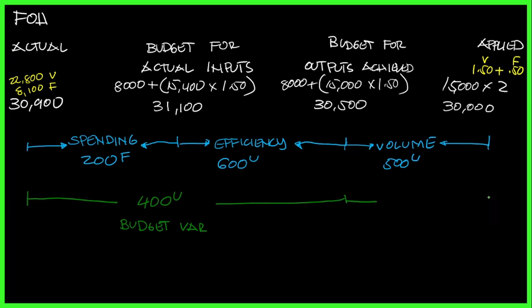Okay. And then dito, ganun pa rin. You still have your volume variance. Okay, which is 500 na unfavorable.